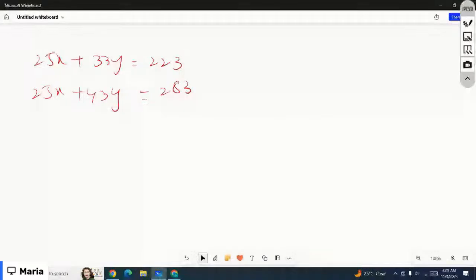Okay, so now you use any method of your choice, or if you can see the question, you can use the method that is easy to use. You can see the x variable has exactly the same coefficient in both the equations, right? So if you use the elimination method, eliminate the variable x, right?